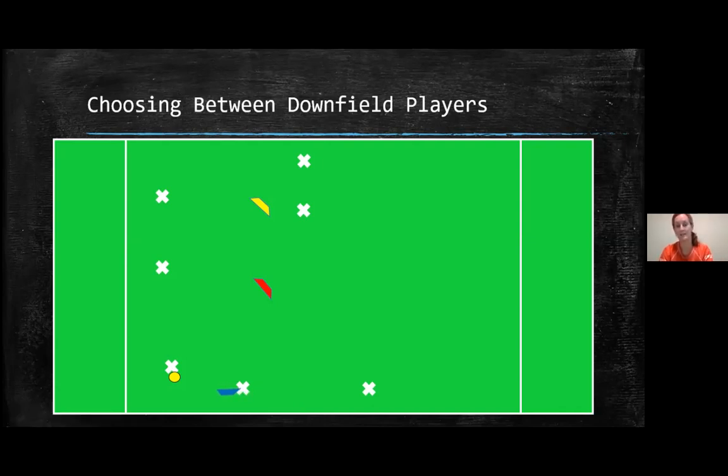So as this left side mid, you need to choose between one or the other. So here, let's say you choose the closer one. That's a lot easier pass to complete. It's going to have a higher percentage rate, where a pass to this deeper player is less likely to be completed. You will also have the help of your deep defender, so they may be able to help you out with that deeper player as well.